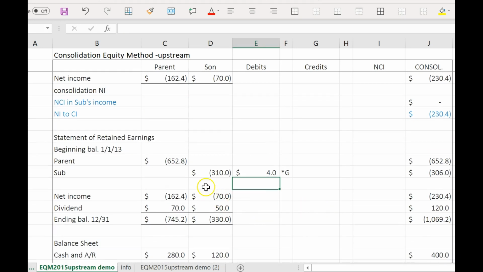Now, I cannot take the whole 310 for my S entry anymore because through my G star entry, I already took 4,000 out of this 310, right? This is a credit balance. I'm debiting 4, so the remaining is only 306. Okay, you can see that's my S entry. Now, if you do a 310 here, let's look at what happened. If you do a 310 here, your consolidated retained earnings 1/1 of the subsidiary's retained earnings would be 4.